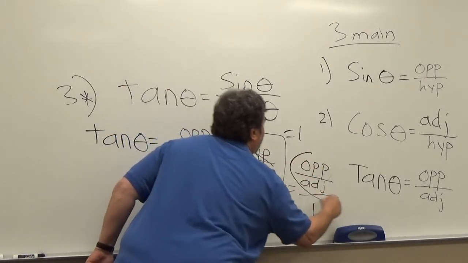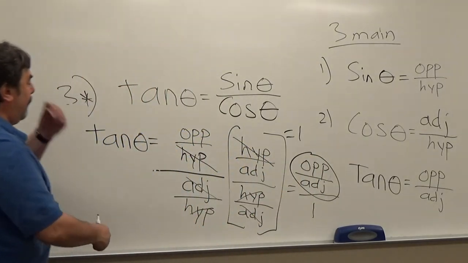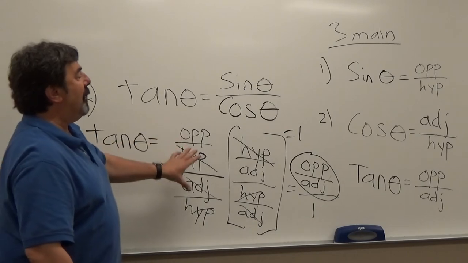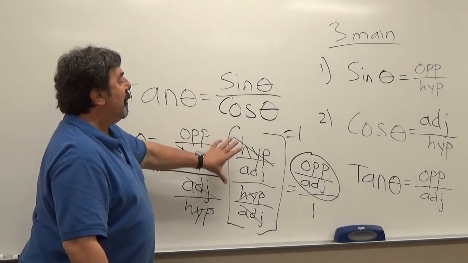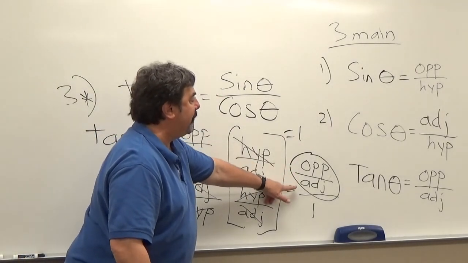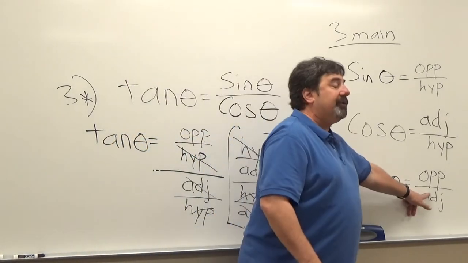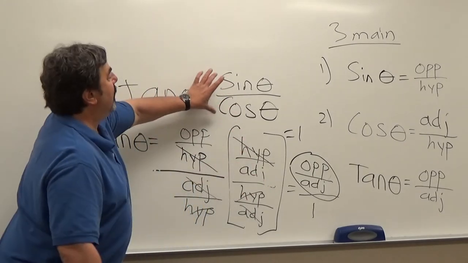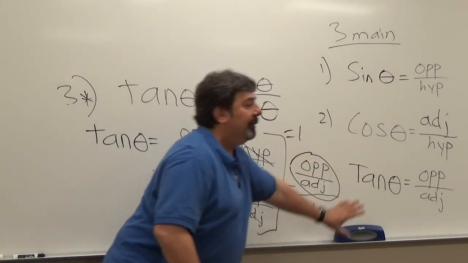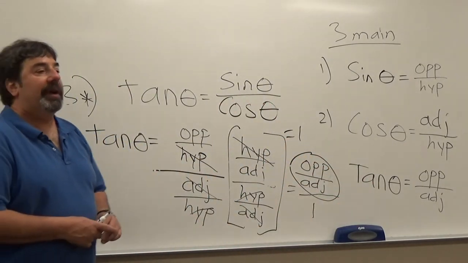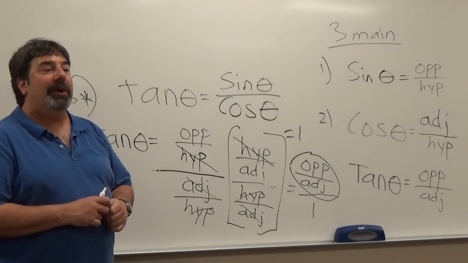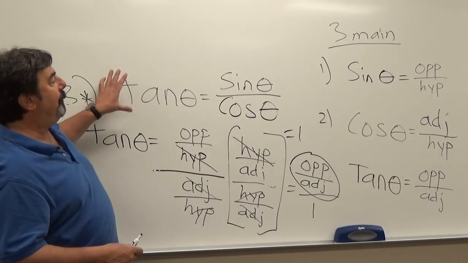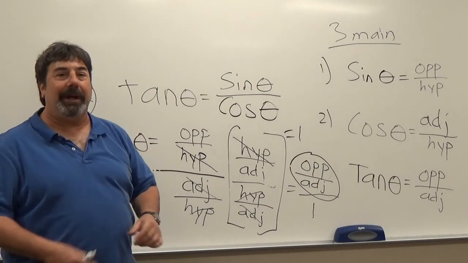So here's our answer. So this shows us that the tangent of theta reduces down using sine over cosine, reduces down to opposite over adjacent, which is the definition of tangent. So this is equivalent to this. All right? So if you're given the sine and the cosine and you're asked to find a tangent, you're going to use this 3 alternate formula right here. Okay? Thank you.